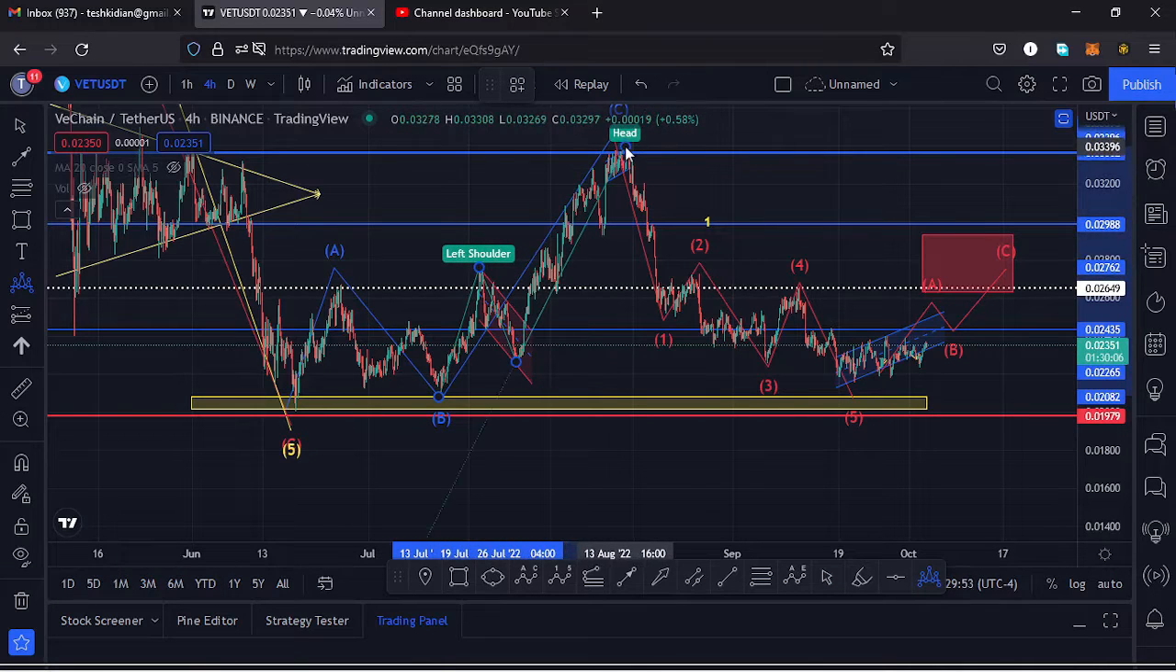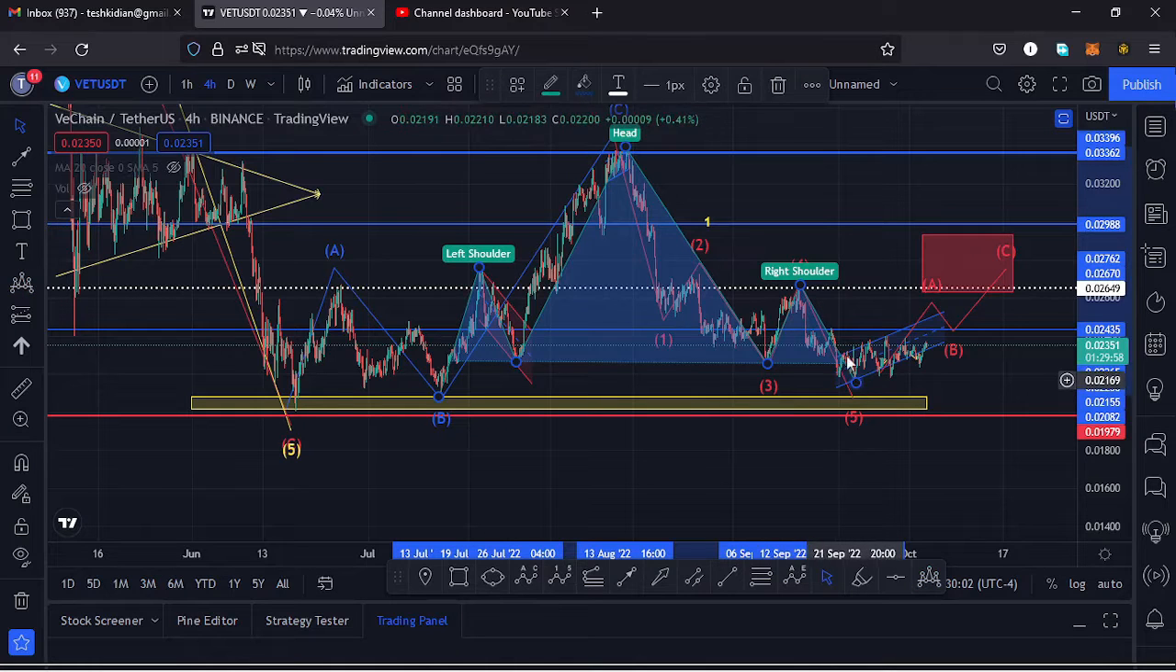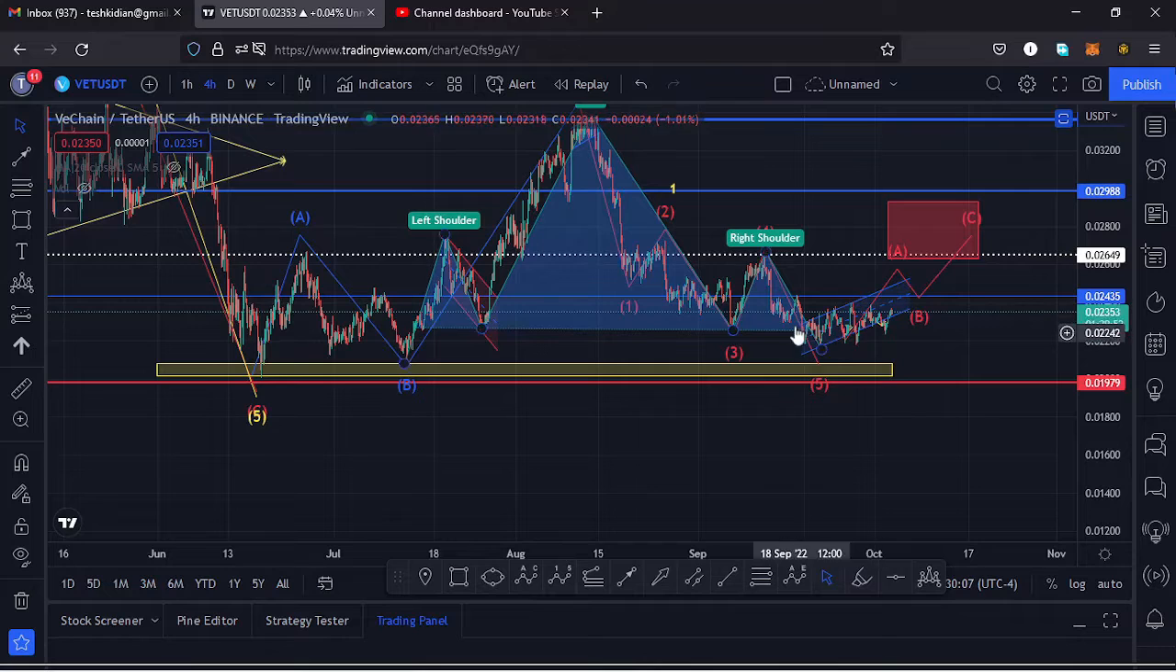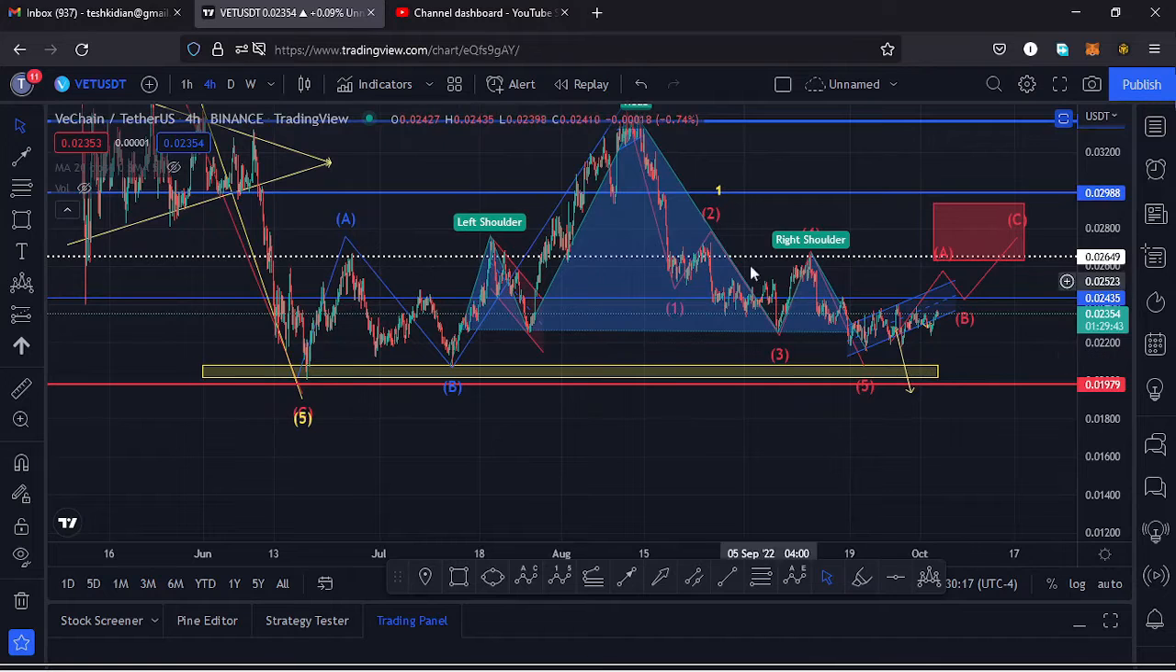Then we have the head, then we have seen the formation of the neckline, then the formation of the right shoulder, then a bit of a breakdown to the lower side, then a bit of a consolidation over here. So in case we see a breakout out of this consolidation to the lower side and manage to lose that key area of support at around the $0.02 mark, it's possible that Vechain could be headed lower.